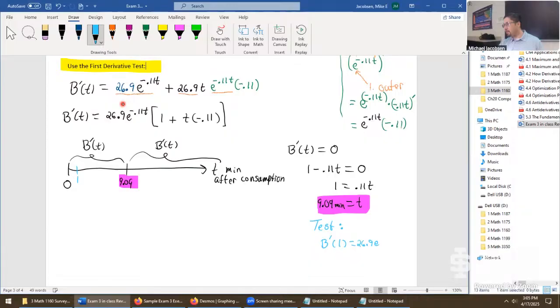e to the power of negative 0.11. When we plug 1 right inside here, we just get 1 minus 0.11. So that's going to be 0.89, and this whole thing is positive.